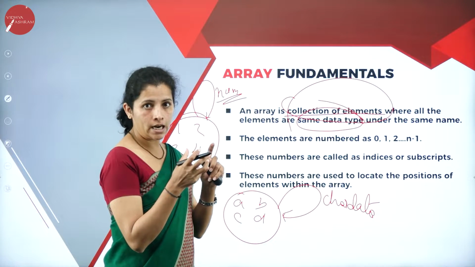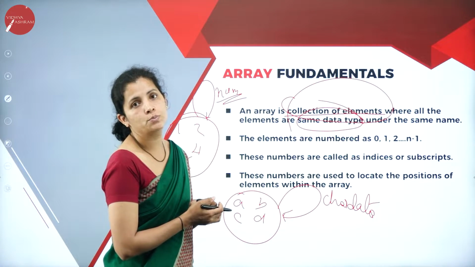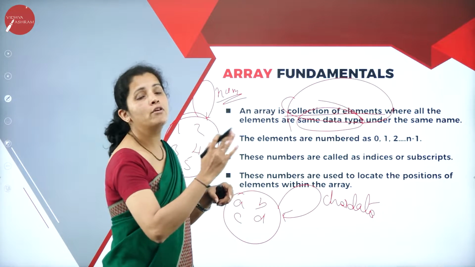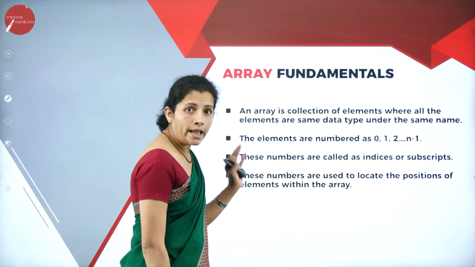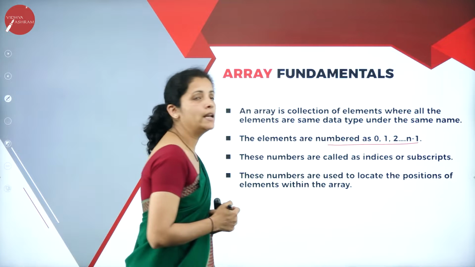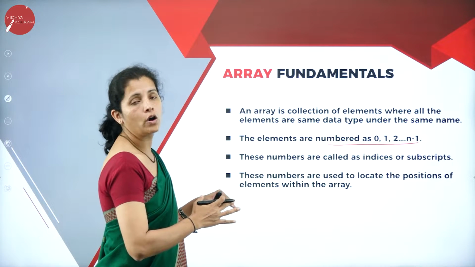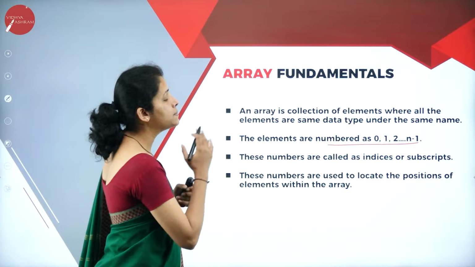Based on the data type, I'm going to group the data. Along with that, I'm going to specify the name for that data. The elements are numbered from 0 to n minus 1, and these numbers are called indices, index, or subscript.